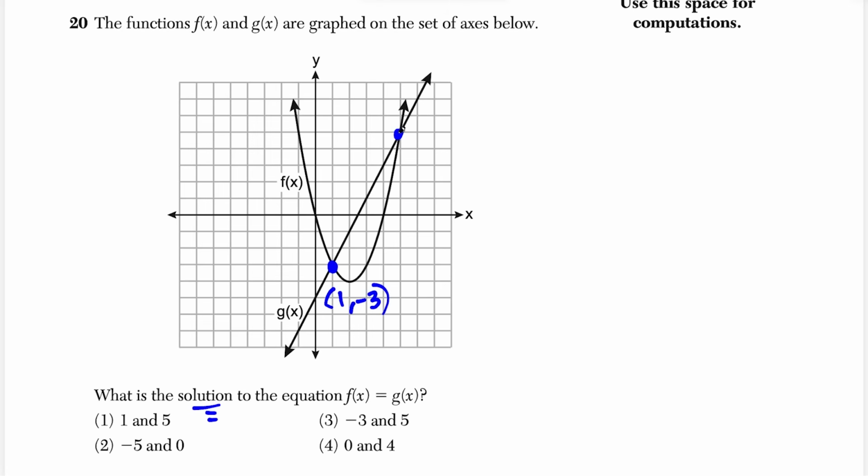And then the next one occurs over here at, let's see, 1, 2, 3, 4, 5. So we're going over 5. And we're going up 1, 2, 3, 4, 5. And now we look at the answer choices here. These solutions are always in terms of the x's. What are the x's where these graphs intersect? So we're looking for 1 and 5, and that's going to correspond here to choice 1.